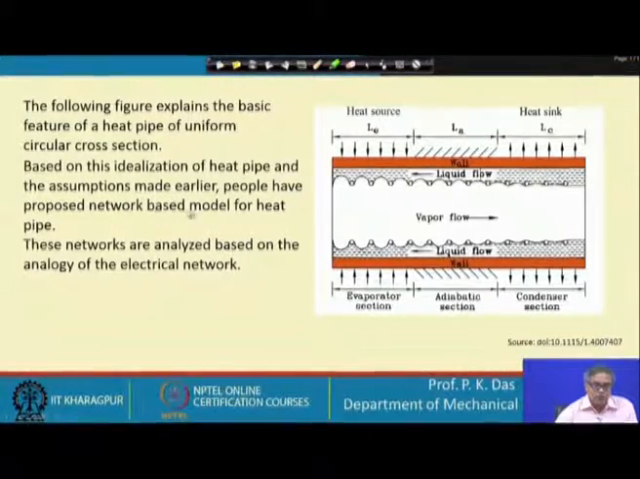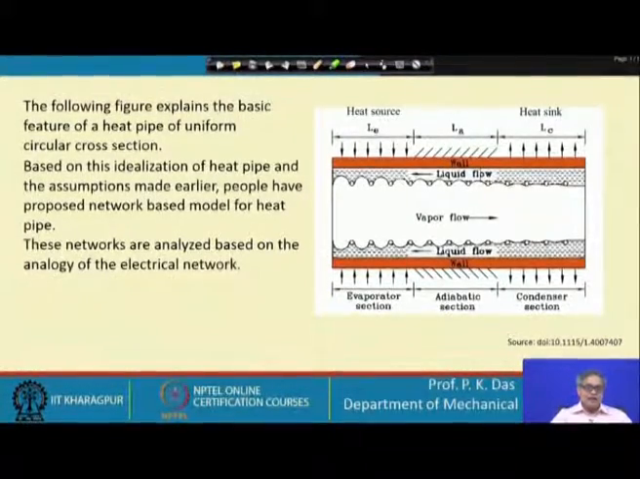People have proposed a network based model for the heat pipe. So, what have people done? People have modeled the heat pipe at a very basic level, which is called a network. People sometimes call it the thermodynamic network of the heat pipe. Basically, it is a lumped element model. There are different nodes or lumps connected by a network, and basically there will be 2 networks which we will see.